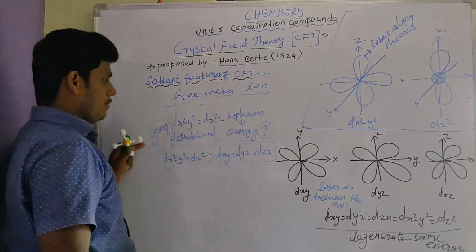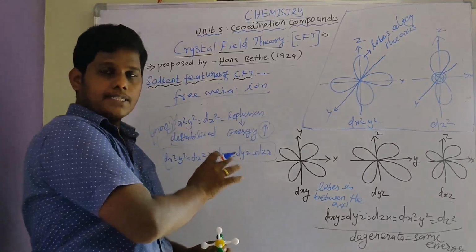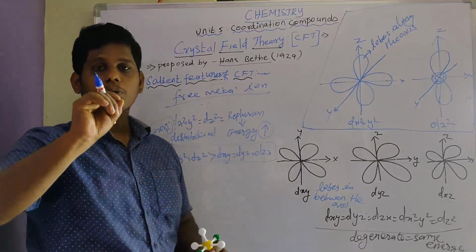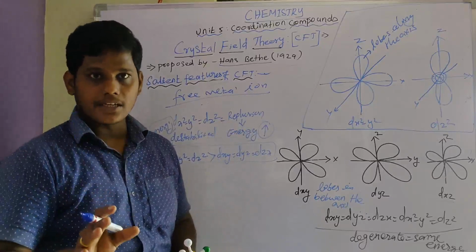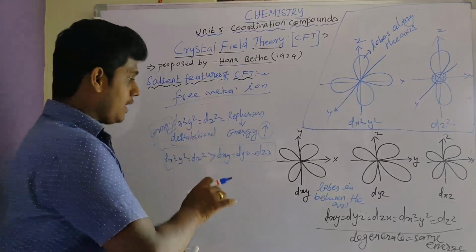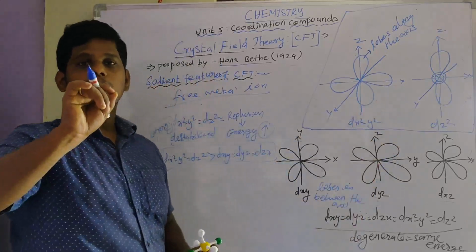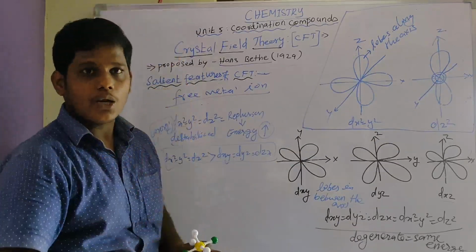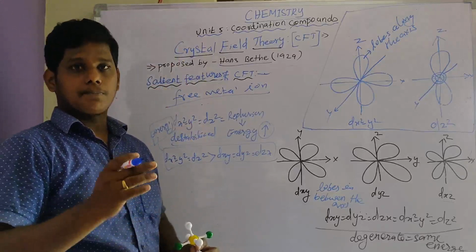Now the five d orbitals split into two sets: two at higher energy and three at lower energy. This is called crystal field splitting.